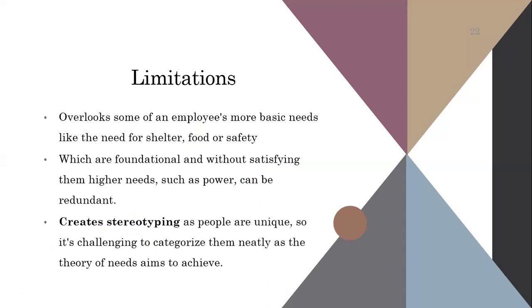Limitations of this theory included that some basic needs were not discussed by this theory, for example, shelter, food, or safety. So these are the foundational or fundamental needs, and without satisfying them, higher needs like power can be redundant. It also creates a sense of stereotyping people, like people are unique, and so it's challenging to categorize them neatly as the theory of need aims to do.